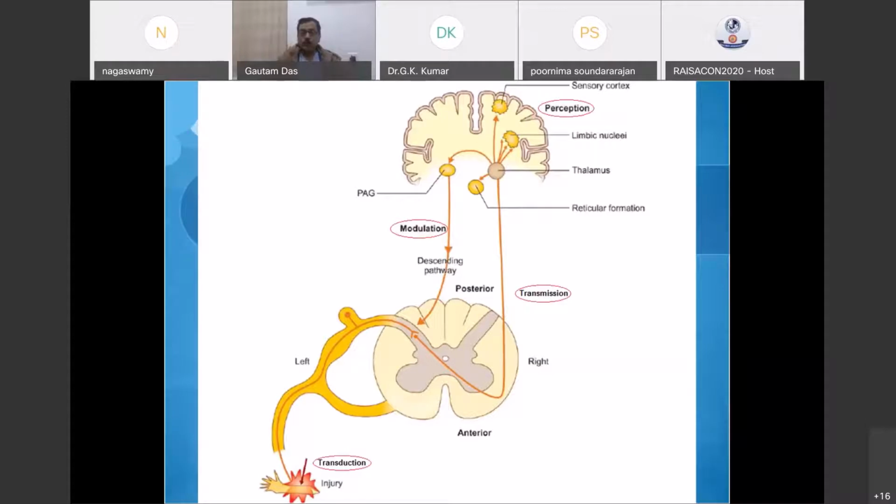And the fourth important area is your periaqueductal gray matter. So what happens? So signals are reaching to the opposite side. That means same side where the injury was there, periaqueductal gray matter, which are called descending inhibitory pathways.